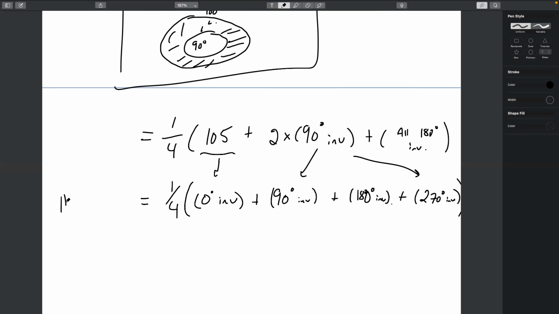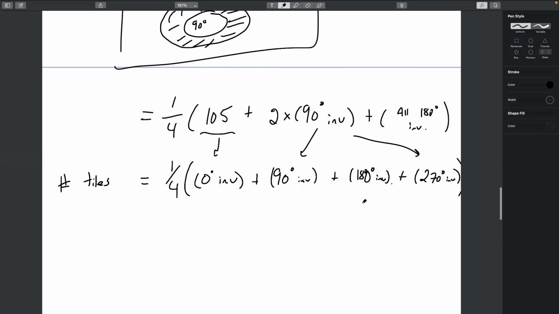Okay, so the total number of tiles is 1/4 the number of pictures that are 0 degree invariant plus 90 degree invariant plus 180 degree invariant plus 270 degree invariant. Okay, really, this is aesthetically much more beautiful to me than this formula because this seems more organized.